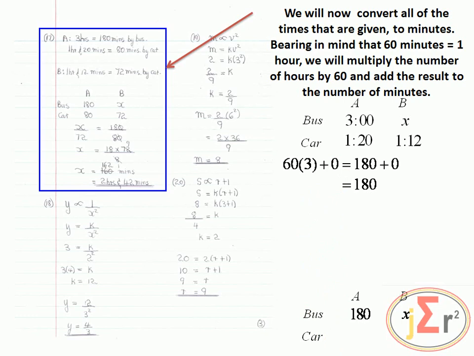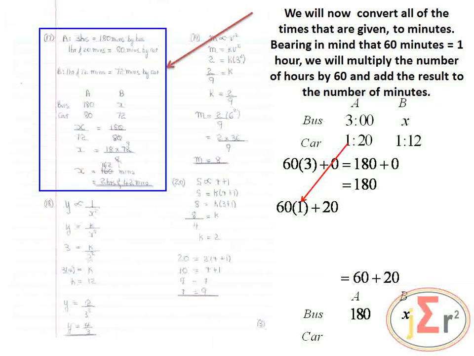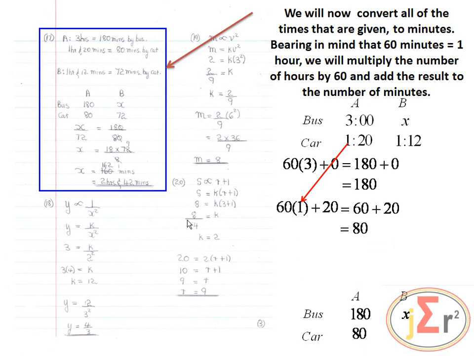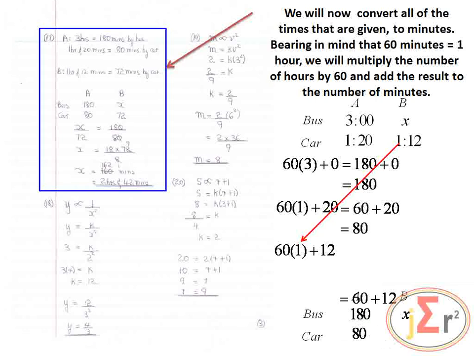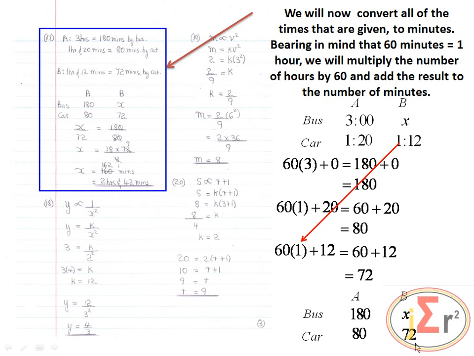Let's go. 1 hour and 20 minutes. 60 times 1 hour plus 20. 60 multiplied by 1 is 60. 60 plus 20 is equal to 80. That will go here also, right there. And finally, we have 1 hour and 12 minutes. 1 hour, 60 multiplied by 1 is 60, and we need to add that 12 to it. 72 will go there, and we have it right here. And our new table of times will give our times in minutes.